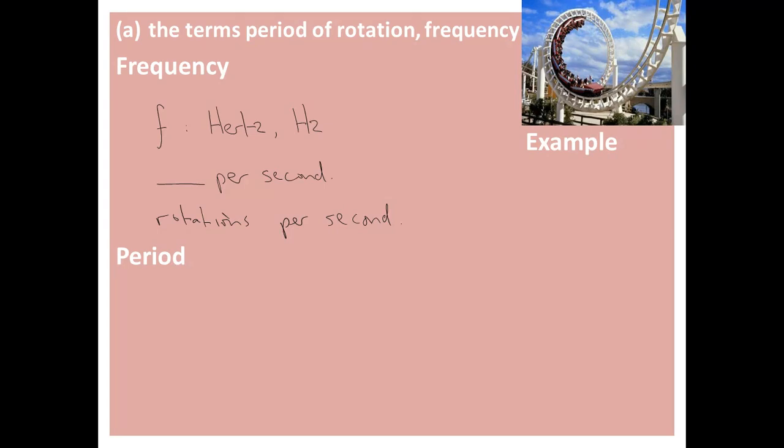The period of rotation is the inverse of the frequency. So it's how long one rotation takes. So because it's the inverse, we can literally flip these two terms around. So it's denoted as a capital T. Because the unit for frequency is technically per second, the units of the period is just seconds. And our definition for this would be the seconds, or the time taken to complete one rotation. So it's seconds per rotation.